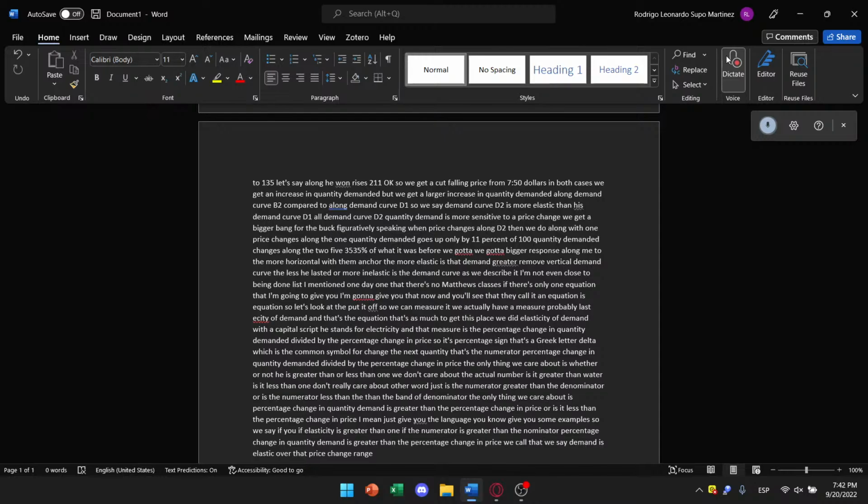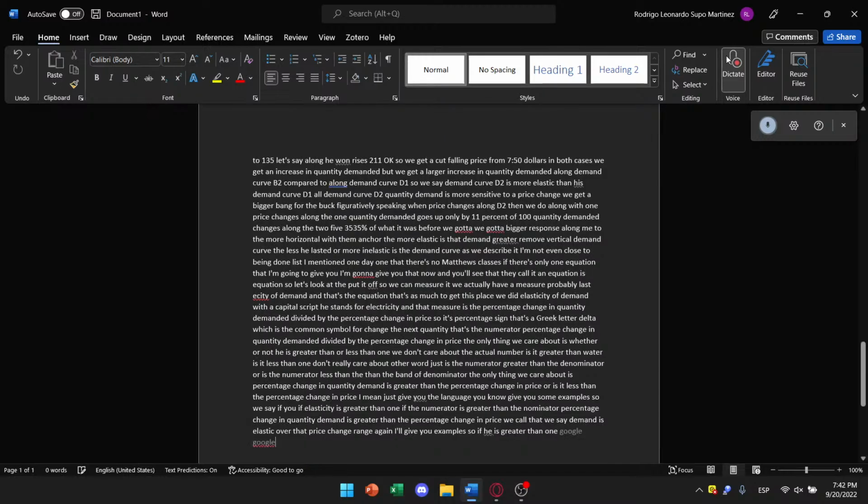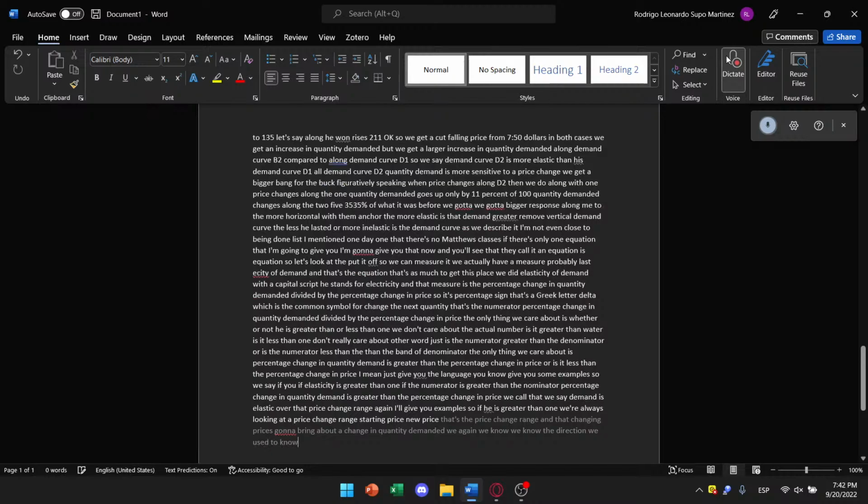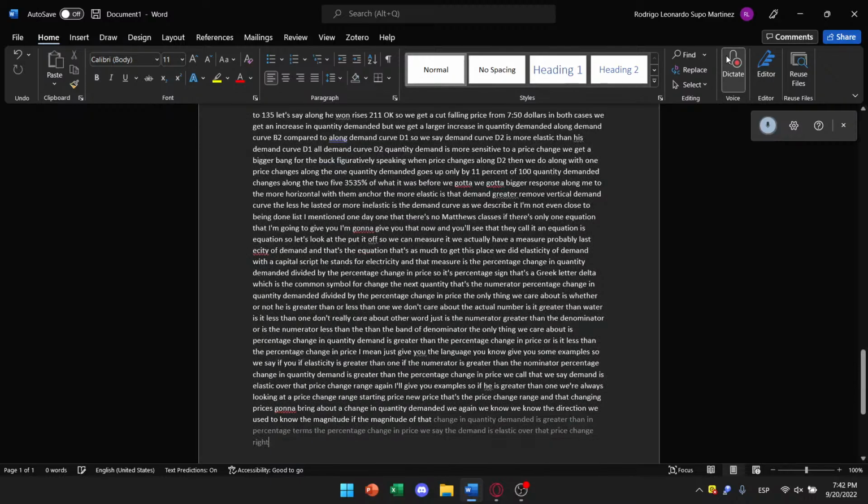Again, I'll give you examples. So if E is greater than 1, we're always looking at a price change range. Starting price, new price, that's the price change range. And that change in price is going to bring about a change in quantity demanded. We know the direction, we just don't know the magnitude. If the magnitude of that change in quantity demanded is greater than, in percentage terms, the percentage change in price, we say that demand is elastic over that price change range. The numerator is greater than the denominator.